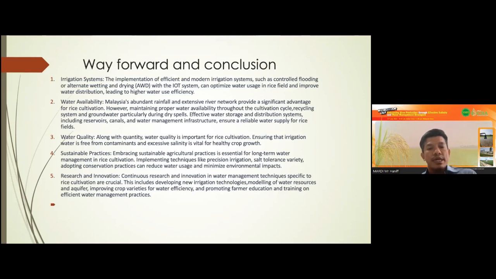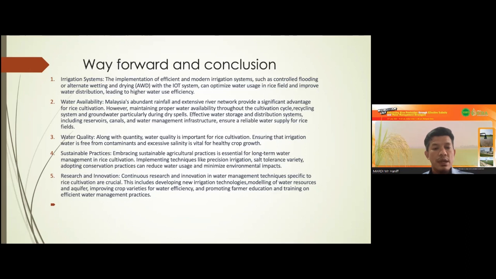So for the way forward and conclusion, irrigation system: the implementation of efficient and modern irrigation systems such as controlled flooding or alternate wet and dry with the IoT system can optimize water usage in rice fields and improve water distribution, leading to higher water use efficiency. For water availability, Malaysia's abundant rainfall and extensive river network provide a significant advantage for rice cultivation. However, maintaining proper water availability throughout the cultivation cycle requires recycling systems and groundwater during the dry spell. Effective water storage and distribution systems, including reservoirs, canals, and water management infrastructure, ensure a reliable water supply for rice fields.